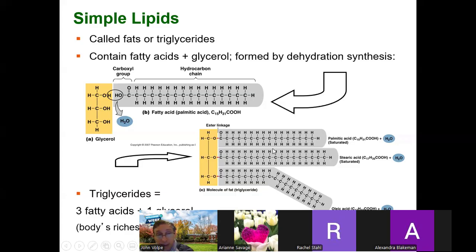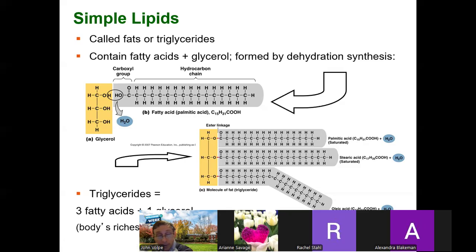This is actually a fat composed of three fatty acids and then one glycerol molecule. The glycerol molecule shown here combines with the fatty acid shown here. The OH group comes off of the fatty acid, and that will link this carbon directly to this oxygen on the glycerol. The hydrogen comes off the glycerol.